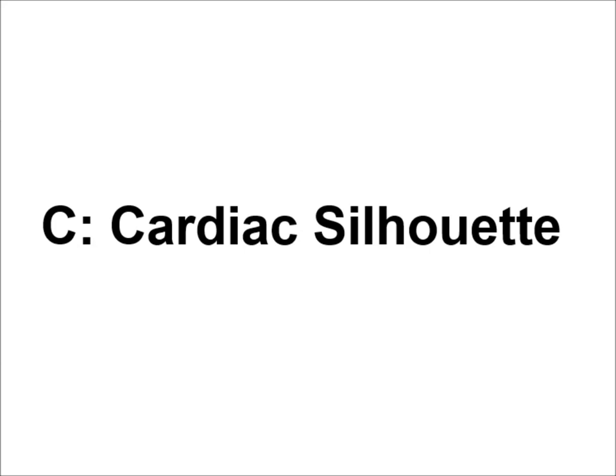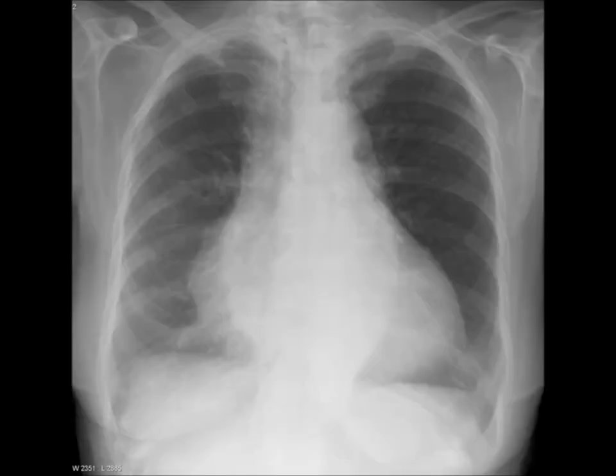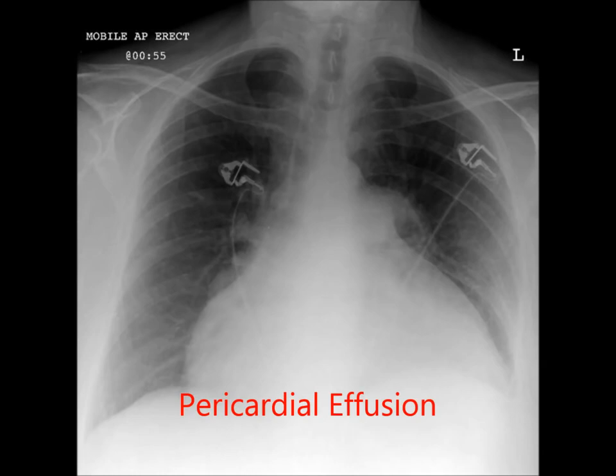C is the cardiac silhouette. On a PA film, the heart should be less than half of the chest width. An enlarged cardiac silhouette is most commonly caused by cardiomegaly. Pericardial effusion is another important cause.